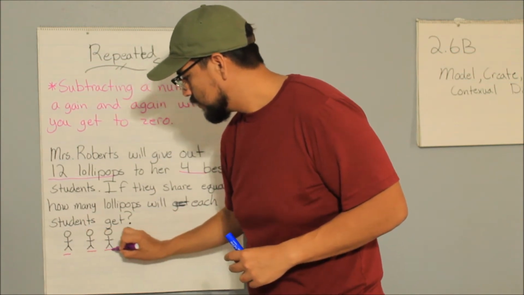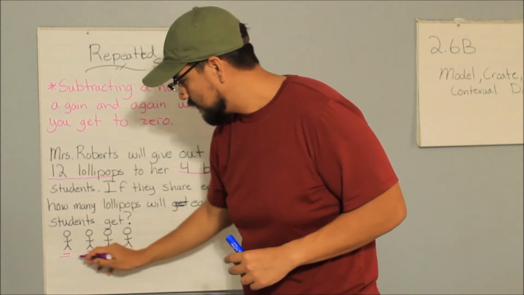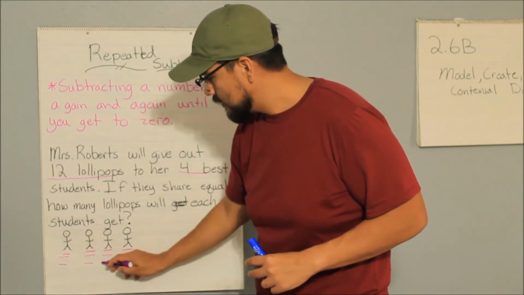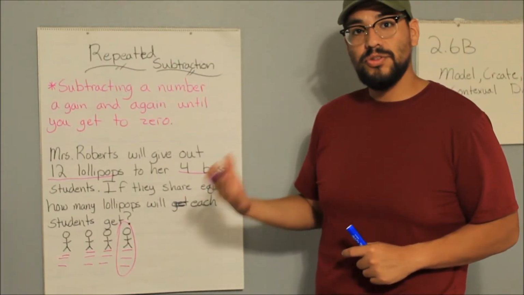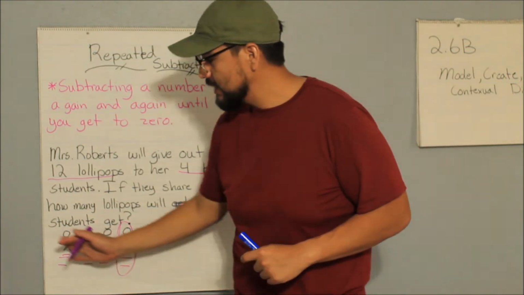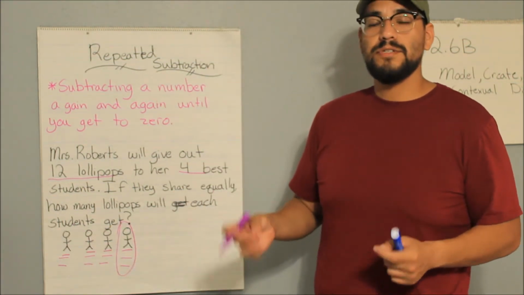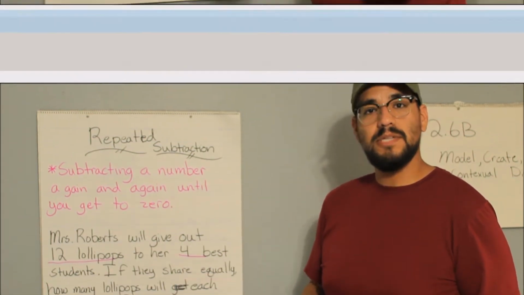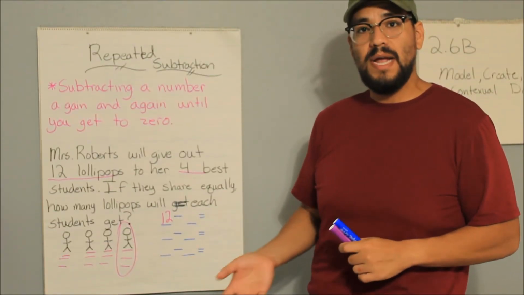1, 2, 3, 4, 5, 6, 7, 8, 9, 10, 11. Each child gets 3 lollipops. That means they each get an equal share of the total of 12. So now how do we do it with repeated subtraction? Well, let's do it with repeated subtraction now.